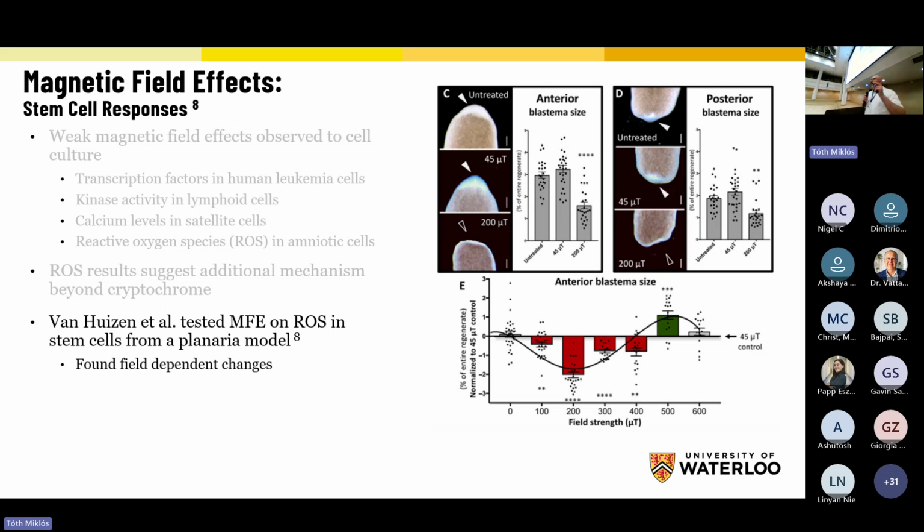And so it seemed to be a very field-dependent effect that, depending on the strength of field applied, you could increase the percent of entire regeneration. So you could decrease the amount that was regenerating and then increase it depending on the amount of field that was applied overall. They also found the same on the posterior end: if you cut off the tail and looked at tail regrowth, they found similar results.